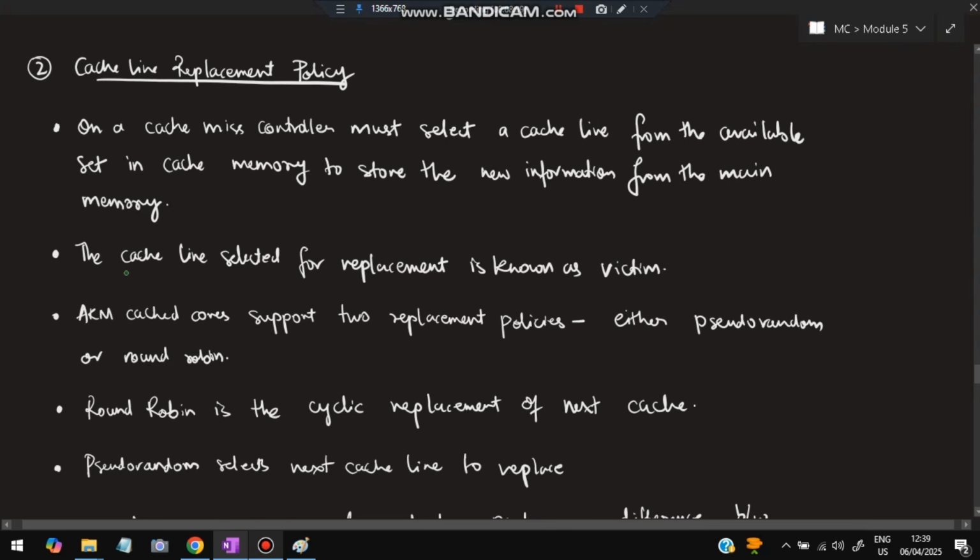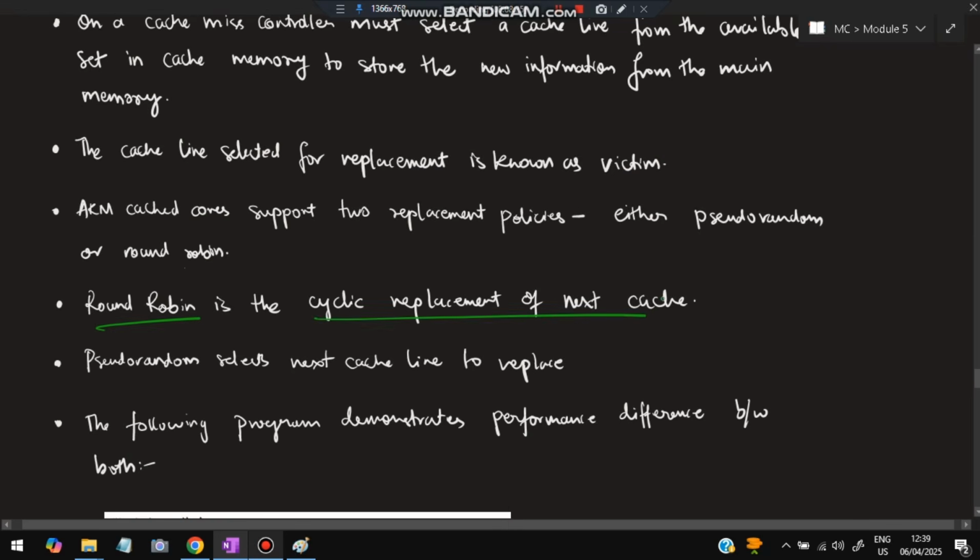The cache line which is selected for replacement is called the victim. ARM cache cores support two replacement policies, with algorithms: pseudo random algorithm and round robin algorithm. Round robin is cyclic replacement of the next cache line. What will it do? It will replace this line, then it will replace this line, leaving some spaces, then replace this line leaving some space, again coming second, fifth and seventh, then third, fourth and sixth. Like that it will keep replacing. That is round robin.